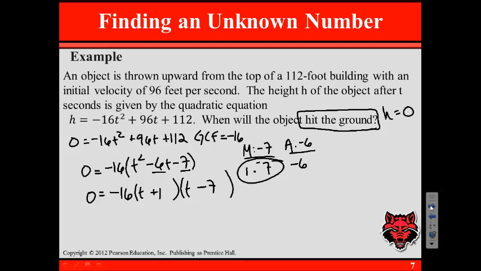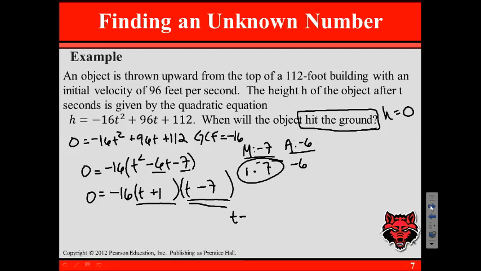We use those to fill in the blanks in those binomials. Now once we've done so, we set each factor that contains a variable equal to 0. We ignore the negative 16 at this point because negative 16 can't equal 0. It makes no sense to even deal with that number at this point in time. So we set each factor that contains a variable equal to 0.